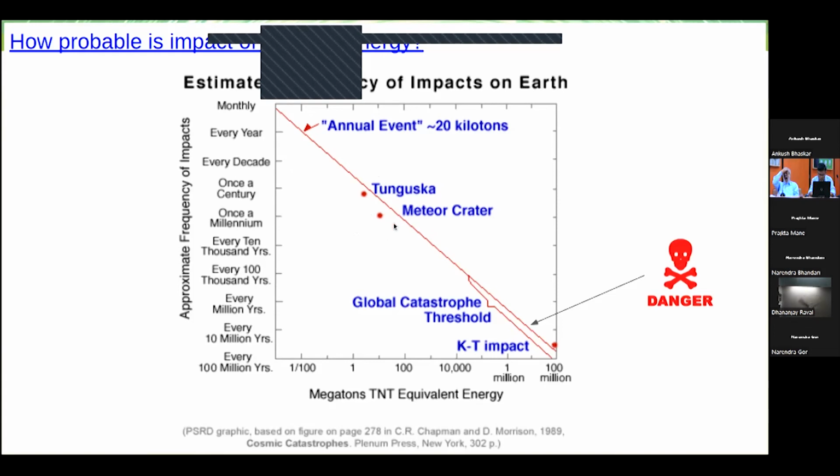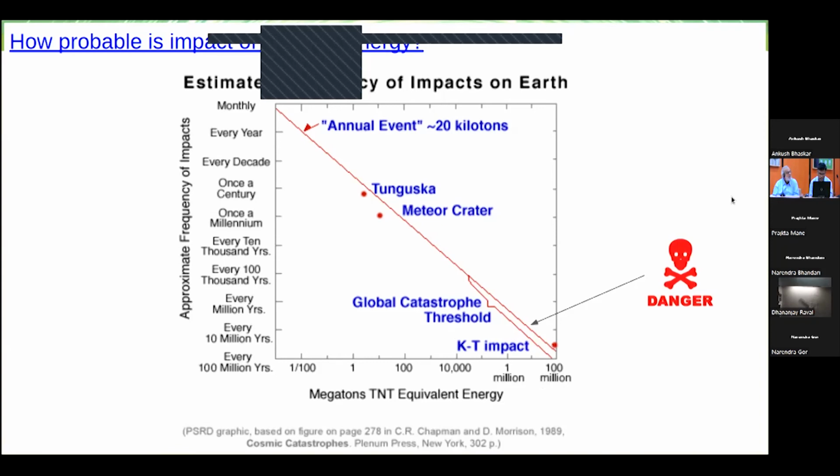And then if you go to the KT impact, 65 million years back, an asteroid impact which really killed the dinosaurs, and a lot of life got extinct during that time. Those types of events involve tens of thousands or millions of tons of TNT energy, and they could be globally catastrophic. They happen once in tens or hundreds of millions of years, fortunately. And if such an event happens, we are in danger of extinction.